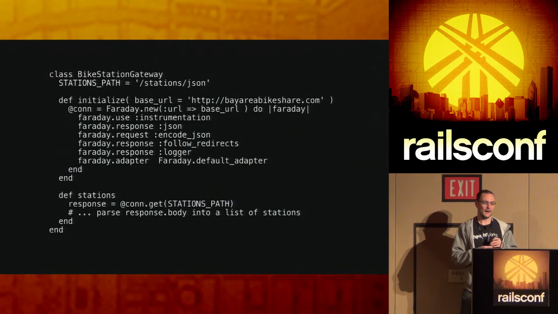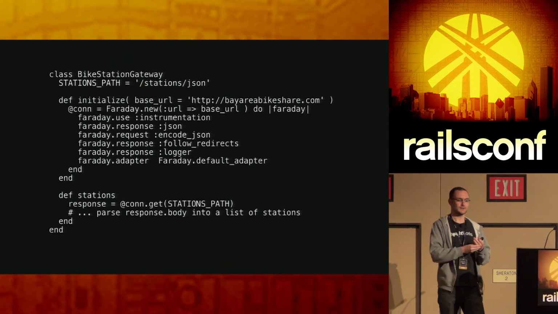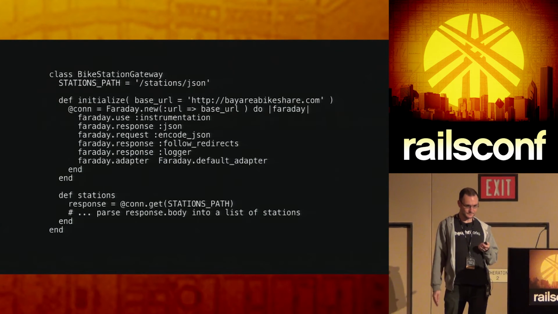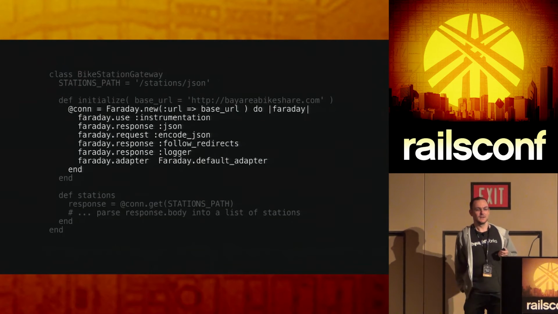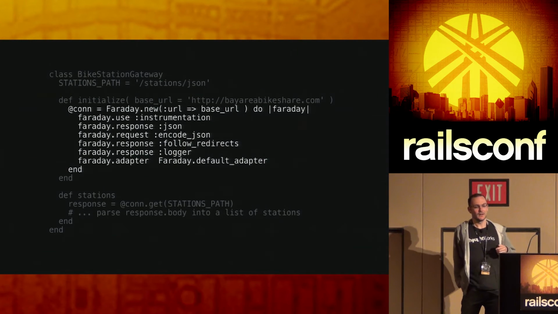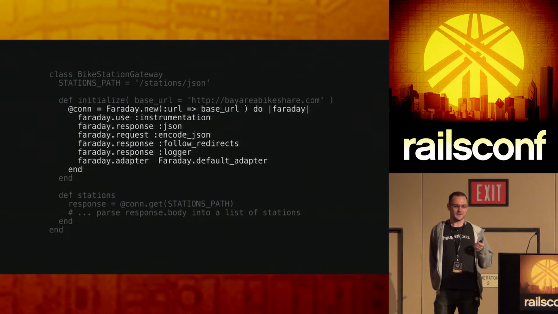So how do we use this thing? This is a service gateway. This is a class that represents a connection to the outside world. Here's us building a Faraday middleware stack. We're building a connection, and we're saying, hey, new Faraday, please use the instrumentation middleware and do some JSON stuff and follow redirects and do some logging.